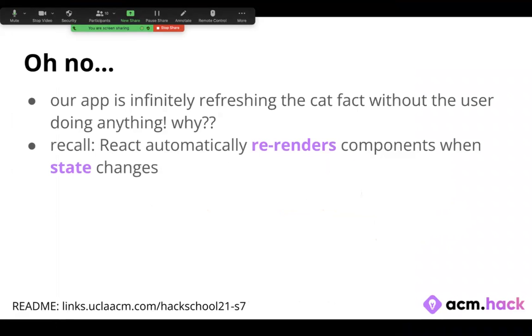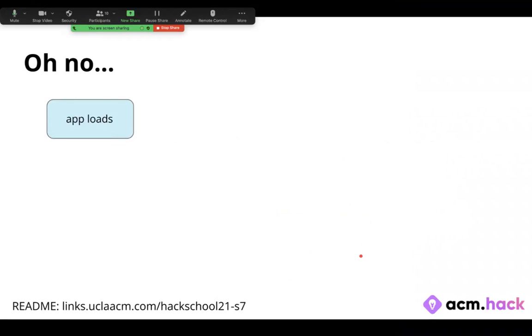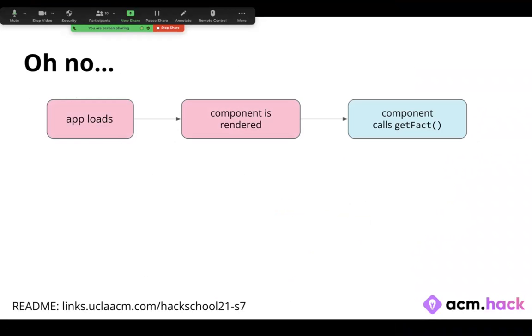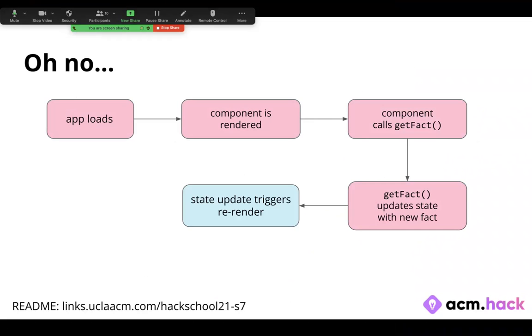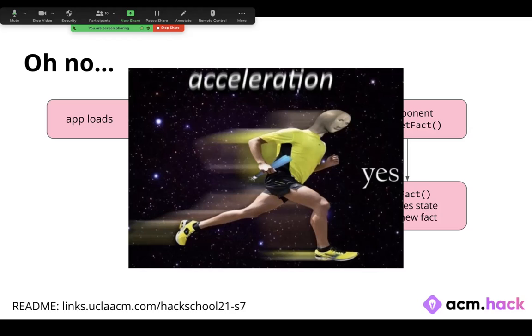Well, if you remember back to our state workshop, React automatically re-renders components when the state changes. So basically, our app is doing something like this. Our app will first load, then we'll render our catFacts component, and then our component is calling getFact to fetch that fact for the user to see. And then getFact is going to update the state with a new fact, and this state update is going to trigger a re-render of our component. So now our component gets rendered again, and you can imagine this results in an endless loop.